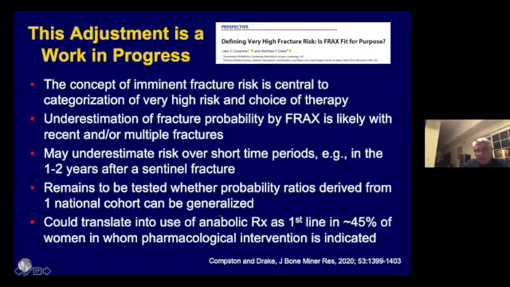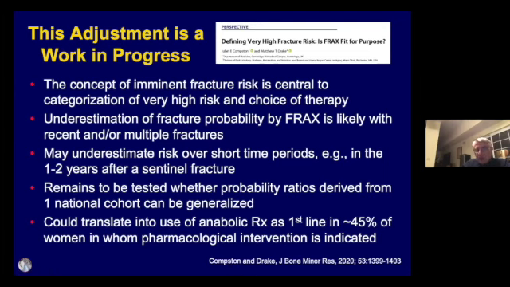And in this perspective, they did some back of the envelope calculations and concluded that if we implement that, that's going to lead to anabolics being used as first line in almost half of women in whom pharmacologic intervention is indicated, which probably makes sense if anabolics were cheap. And as we know, they are not.